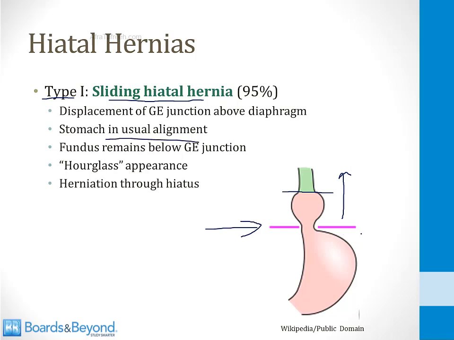It's below the diaphragm with the fundus and the greater curvature where they normally should be. It's just that the junction is high up in the thorax. This will characteristically give an hourglass appearance on imaging of the stomach because the stomach is being pinched as it goes through the diaphragm, and it creates this hourglass shape to the stomach.